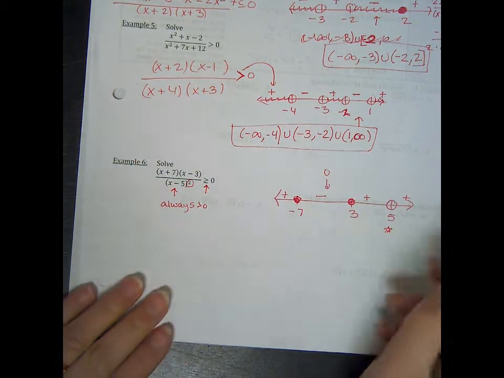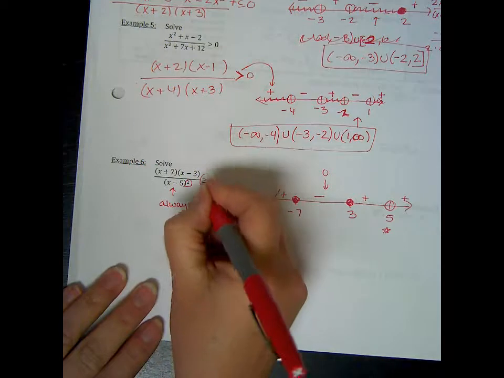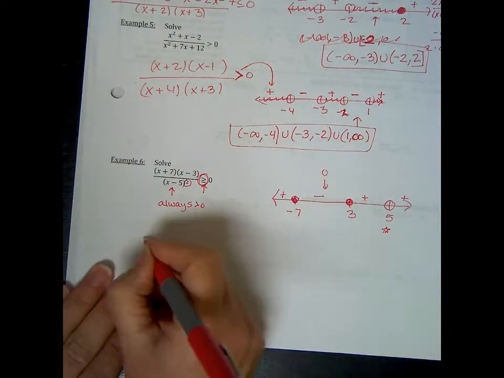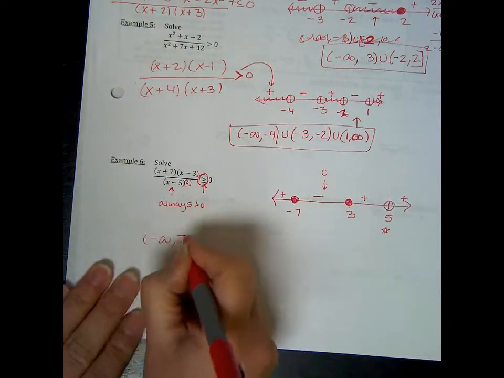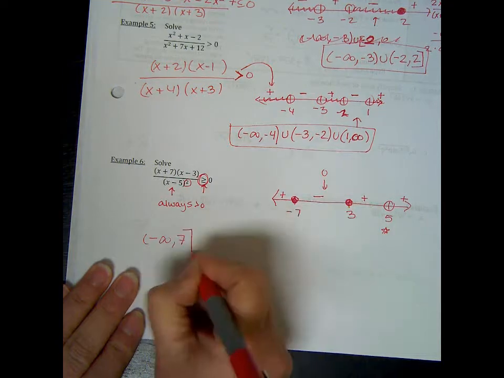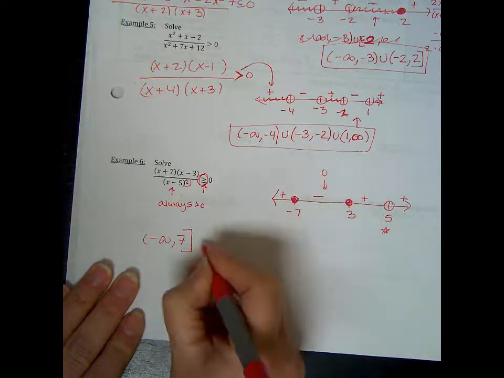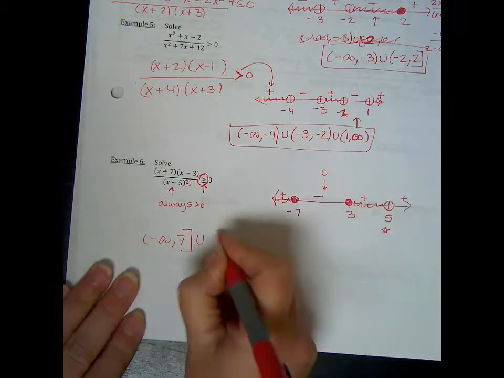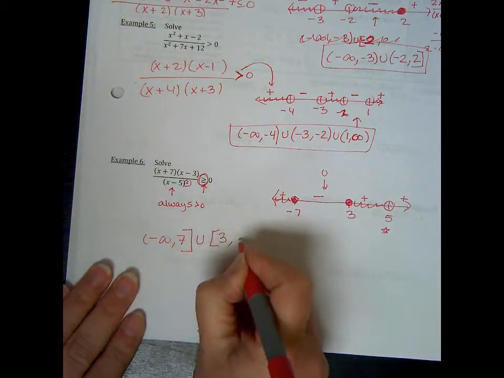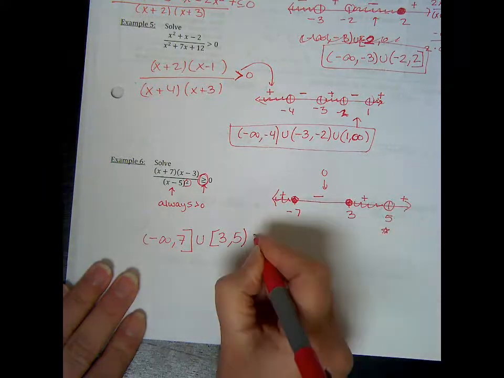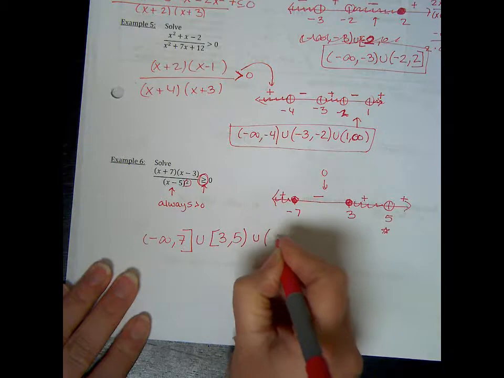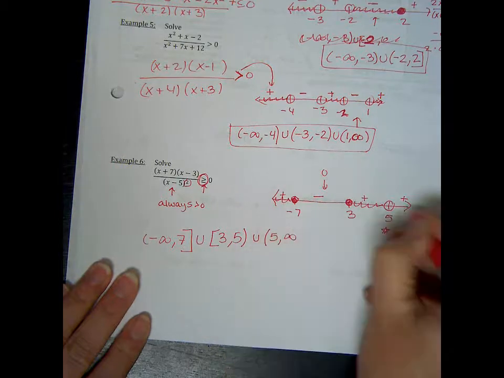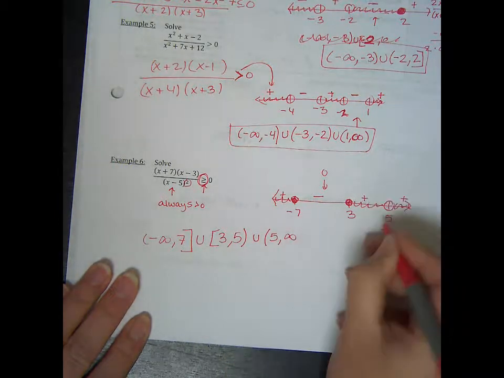So solution, we need to look for the positives this time. So we're going negative infinity to negative 7. It is closed on that 7, closed dot. Union, so this area, then this area. Closed on the 3 to 5, open because we don't want to include that 5, and then we open again and do 5 to infinity. So we want to include both sides of that, but not the 5 itself.